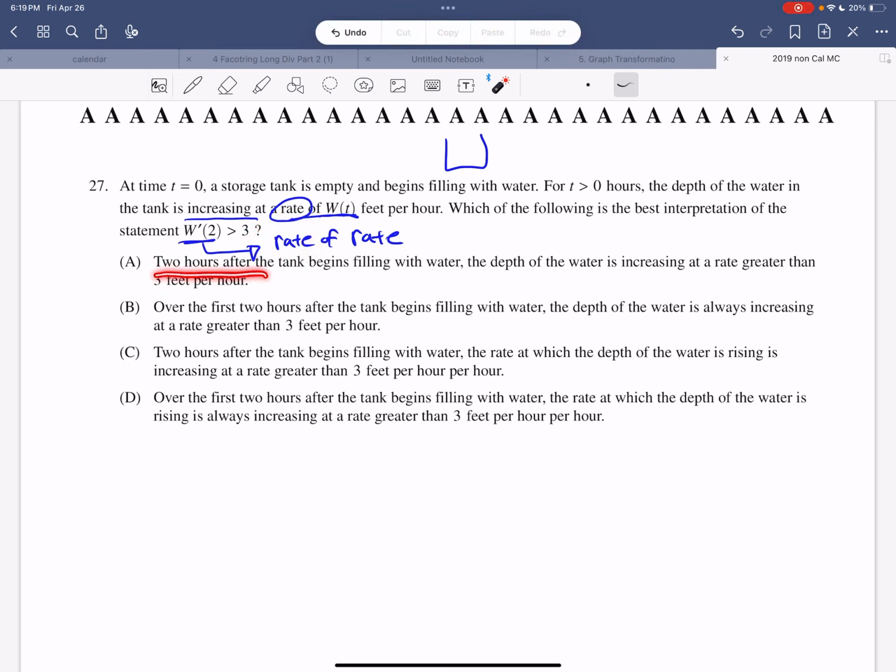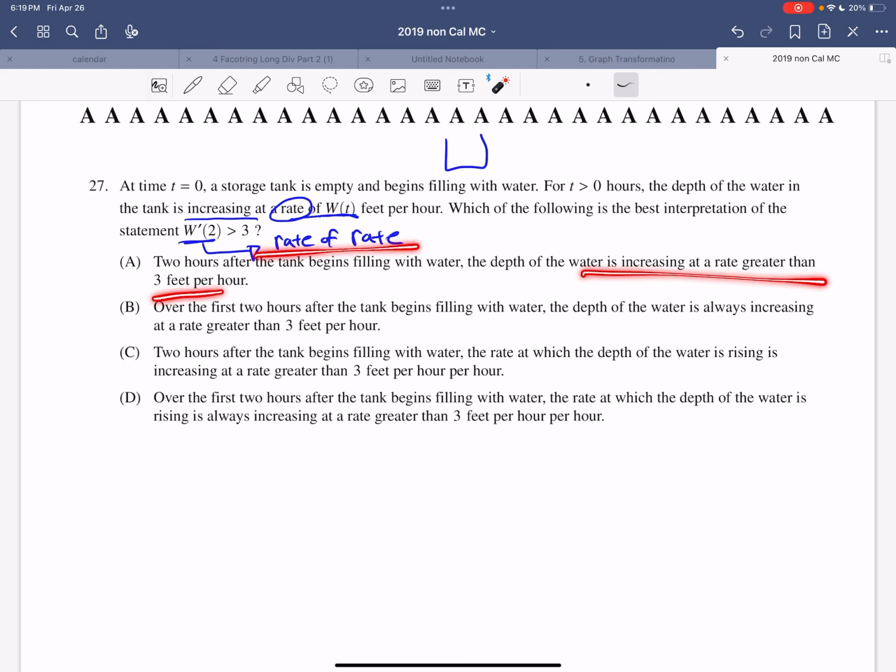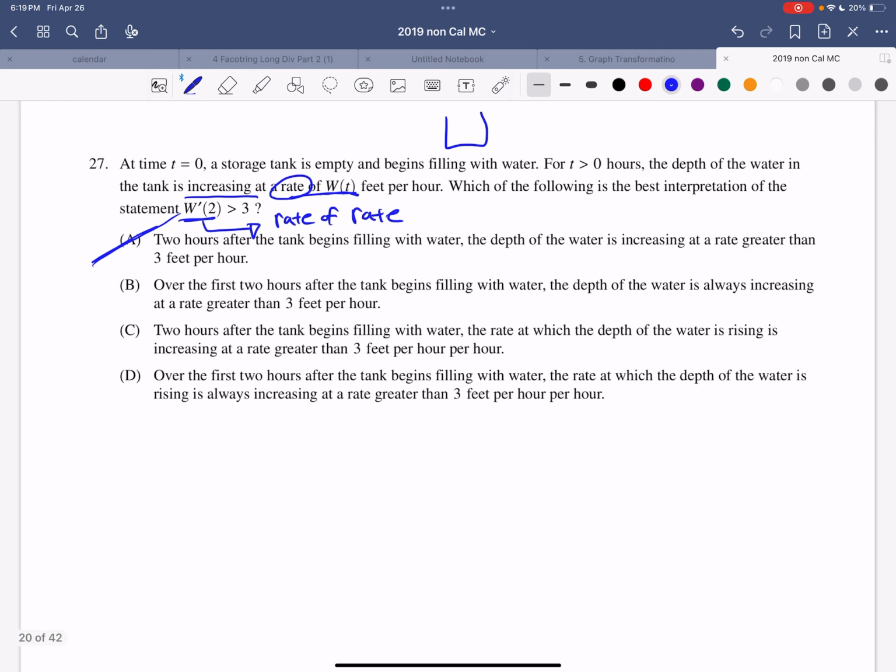Option A: 2 hours after the tank begins filling with water, the depth of water is increasing at a rate greater than 3 per hour. Normally this would be the answer, but again, we are looking for a rate of rate, which normally is acceleration, so that's not the answer. Option B: over the first 2 hours, the depth of water is always increasing at a rate greater than 3. No way. Option C: 2 hours after the tank begins filling, the rate at which the depth of water is rising is increasing. Do you see a rate of rate here?